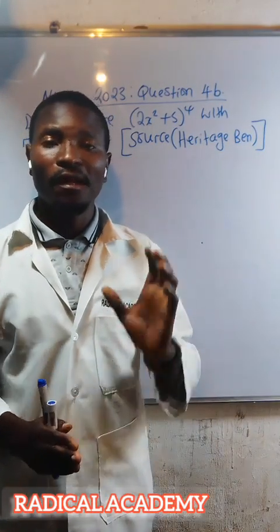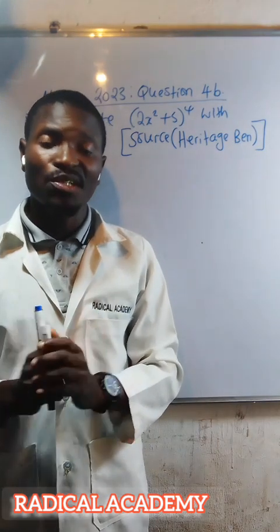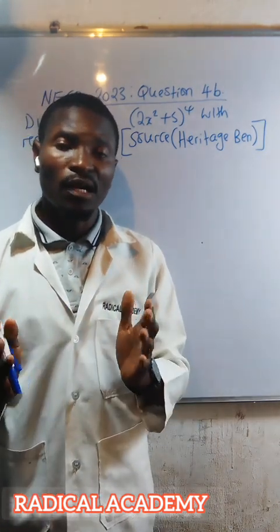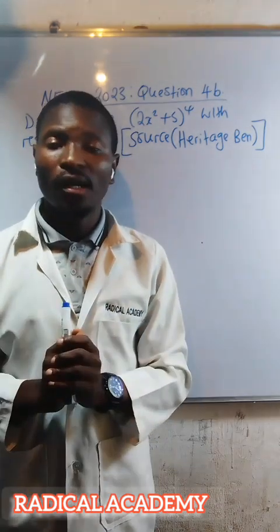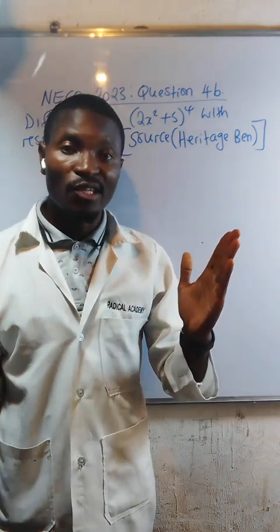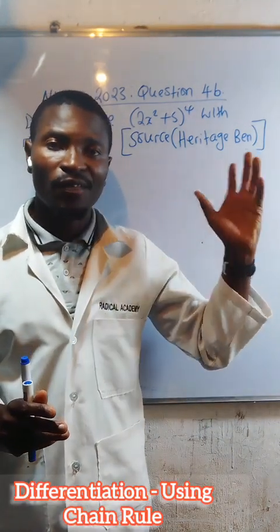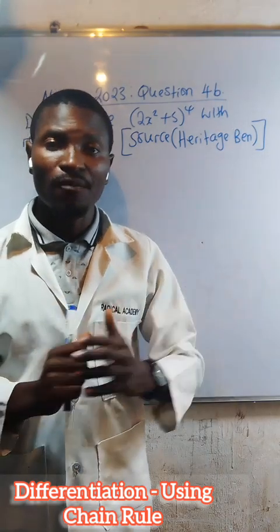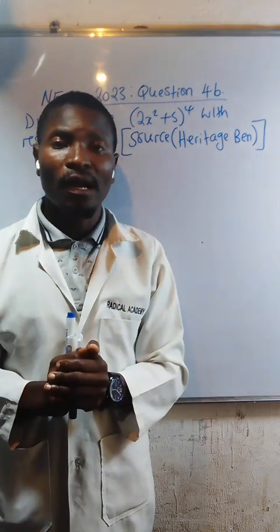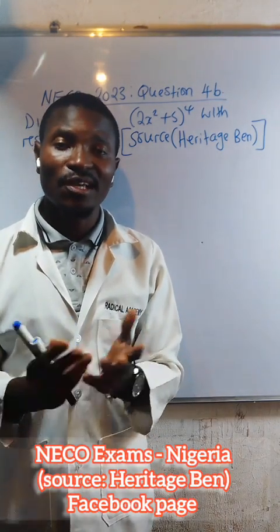Welcome to Radical Academy, and in this video we are going to be answering one of the questions shared by one of the Nigerian Facebook pages, by the name of Heritage Ben, or rather the YouTube name Heritage Ben. This is coming from a Nigerian exam, which I think is equivalent to A-level kind of mathematics. Let us see how this is going to work out.